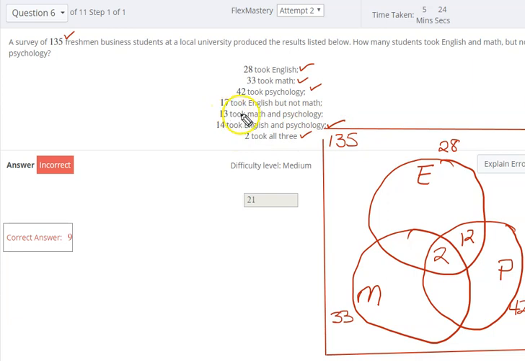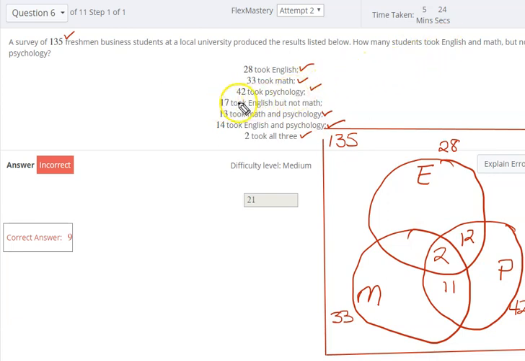Now, 13 took math and psychology. So math and psychology, 13. But you already have 2 there, so this is 11. Okay? Now, if they had asked you how many students only took psychology, you'd have to add these 3 up and take it away from 42. But that's not what they're asking, and I'd put a little check here.